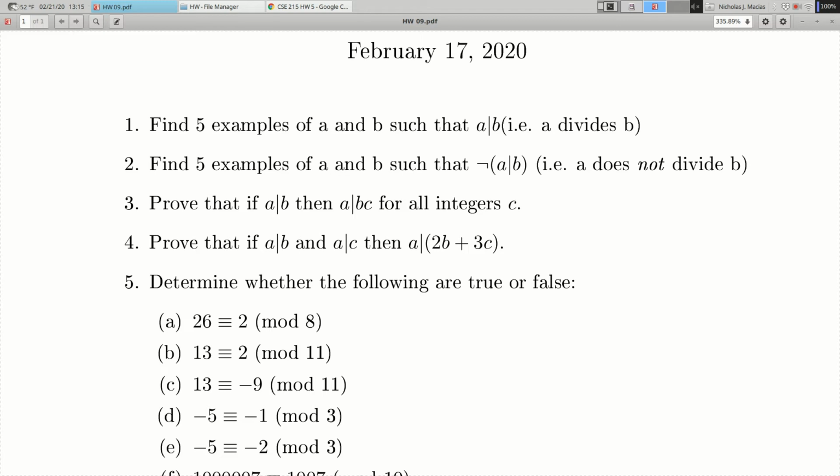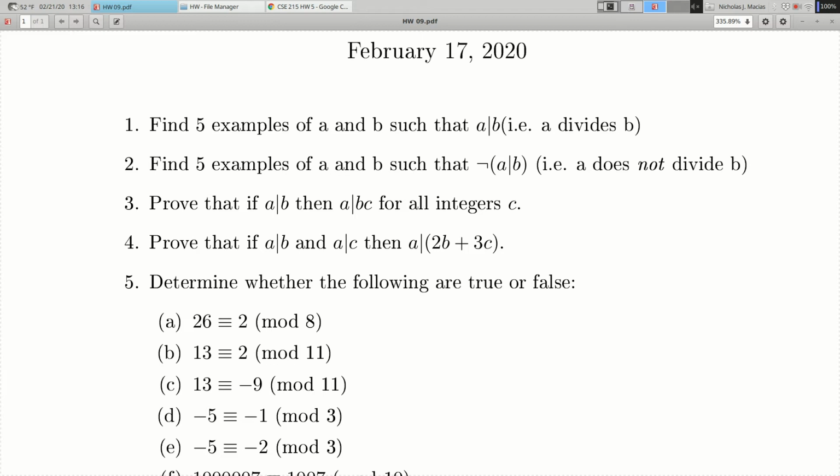So who did the proof for 4? I did. Can you talk us through it? Yes. So we took our hypotheses and our definitions, and then we multiplied both sides by 2. What are we trying to show? We're trying to ultimately show that A divides 2B plus 3C, given A divides B and A divides C.